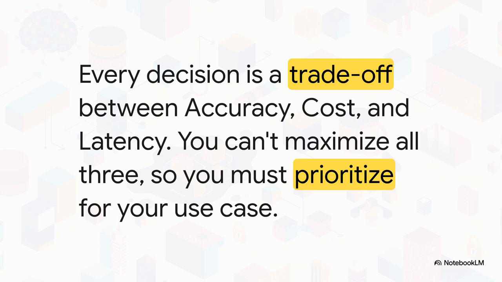And this brings us to what I think is the most crucial takeaway. Every single architectural decision you make is a trade-off. You are constantly in this balancing act between three competing priorities: the accuracy of your results, the total cost of the system, and you should be thinking cost per query here, and of course, the latency your users feel. The thing is, you can't max out all three at once. You have to make very deliberate choices.